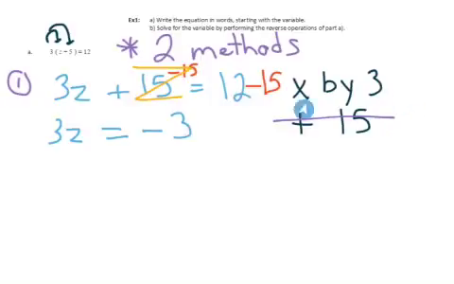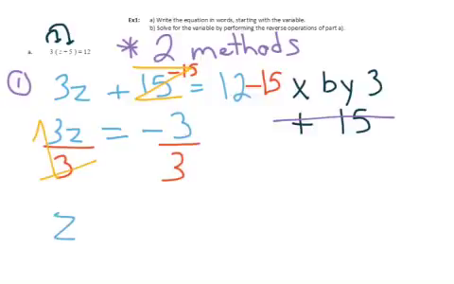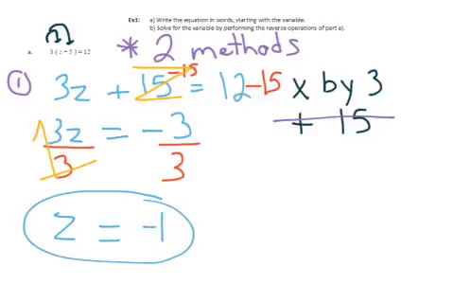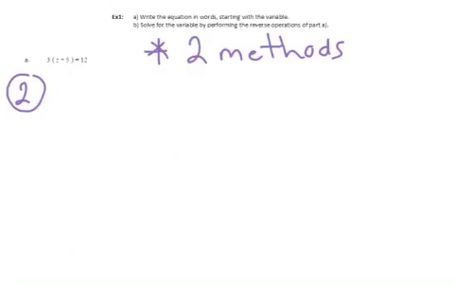Our next step would be to undo this multiply by 3, right here, multiply by 3. So the opposite of multiplying is to divide. So let's divide both sides by 3. And we are left with 3 divided by 3, which is 1. So we have 1z, or just z, equals negative 1. So that is one way to solve this. Let's go ahead and look at the second way to solve this equation.